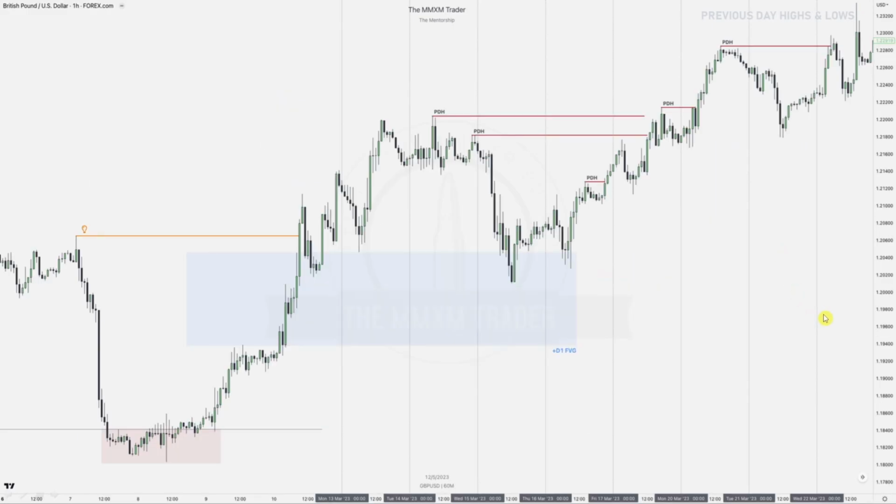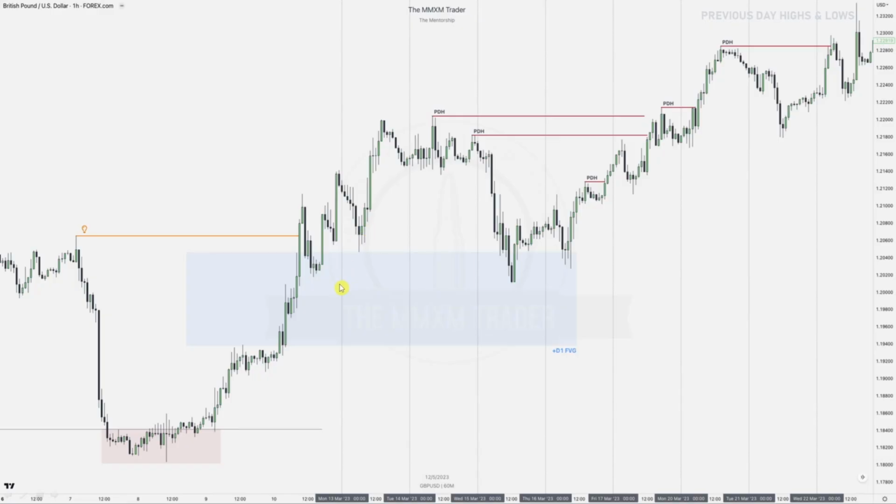Now on an intraday chart, which is a 1-hour chart on the British pound against the US dollar, we have that break of structure right here on the daily time frame, and then we have this blue box, which is that daily fair value gap. Again, think about these lows down here. Sell side liquidity has been raided. So after that break of structure, we can assume order flow is going into bullish order flow.